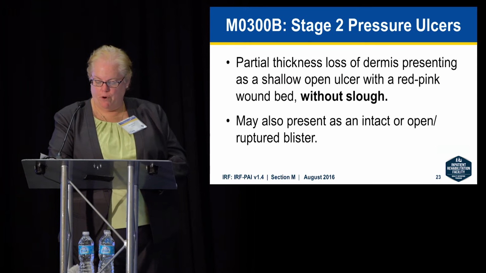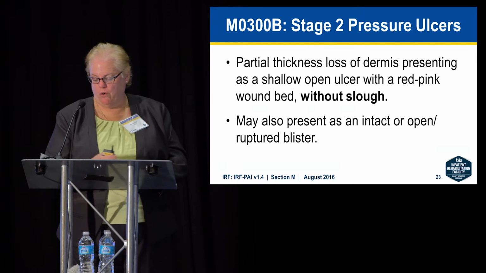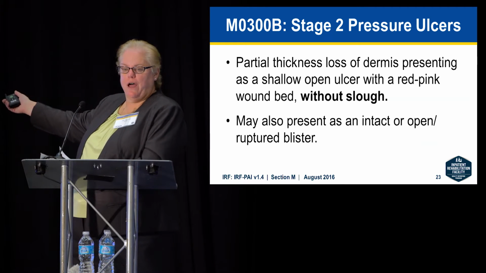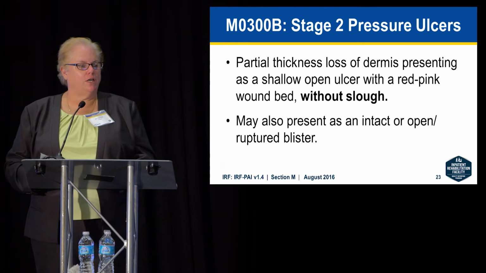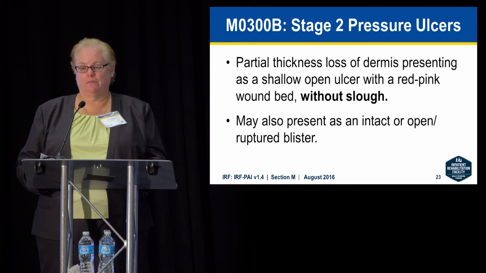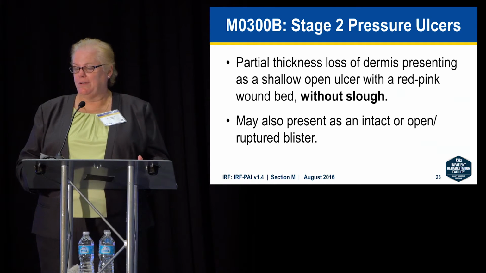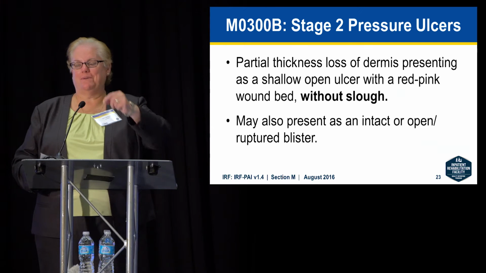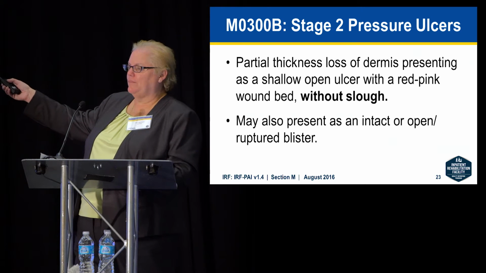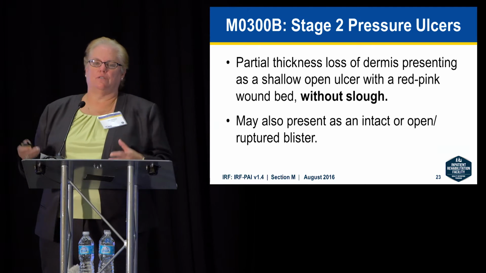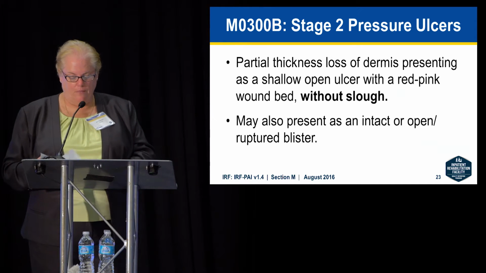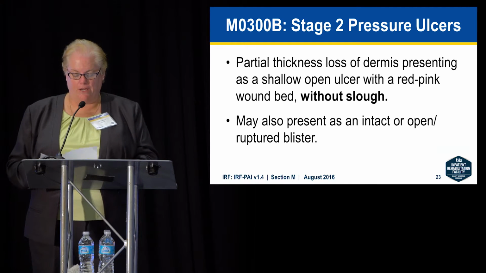Stage 2, we have partial thickness loss of dermis, presenting as a shallow open ulcer with a red pink wound bed. The biggest thing here is without slough. So if your staff member is saying it's a stage 2 upon admission and describing slough in it, what is that telling you? It's not a stage 2. So it's an opportunity to educate, an opportunity to make sure that that practitioner understands that. With the slough, as long as you can still see the bed, that probably minimally is a stage 3. And a stage 2 also may present as an intact or open ruptured blister.